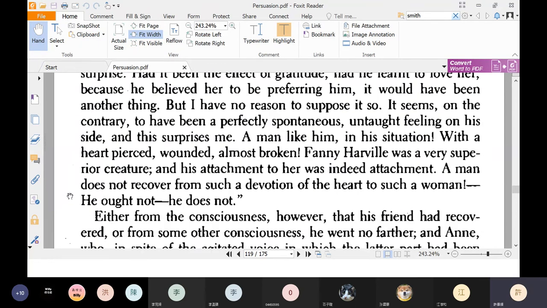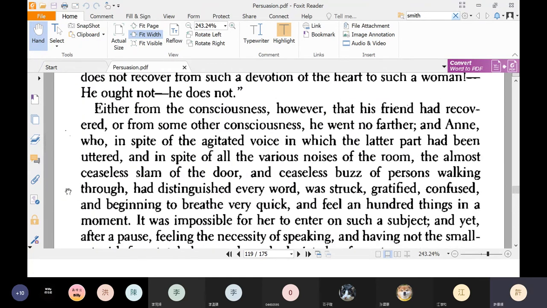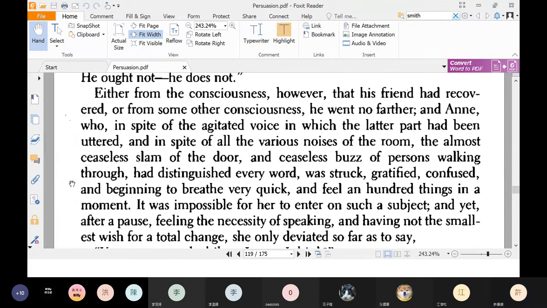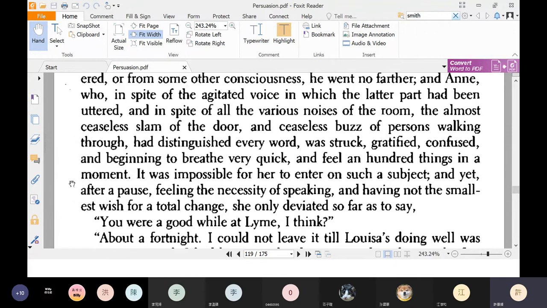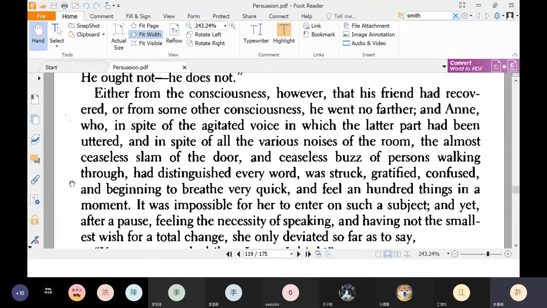Let's skip this. But notice what he is saying. He's saying that maybe Louisa is not good enough for Benwick. Isn't that strange? Because at this moment, everyone still thinks that Wentworth loves Louisa. Do you think that someone who loves Louisa would talk this way about her?